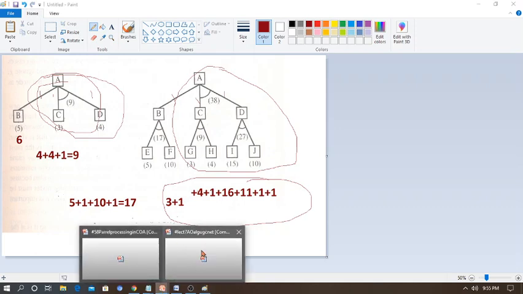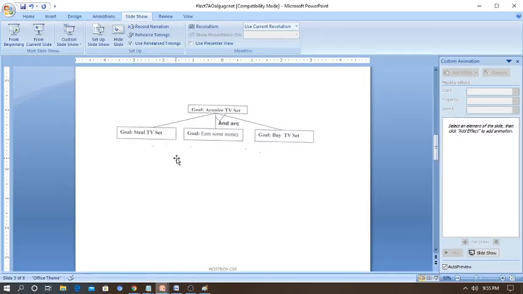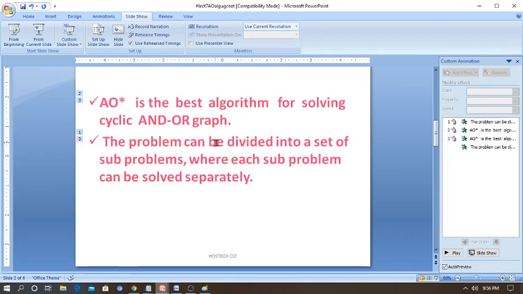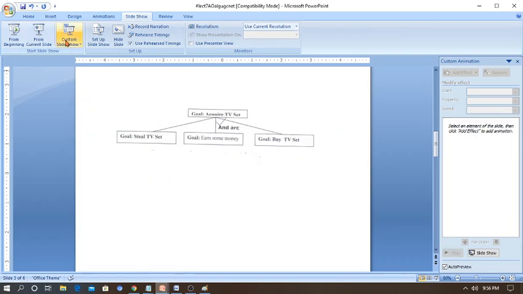Let's go back to the PPT. So remember, this is one of the best algorithms for solving the acyclic graph problem easily. Whenever the problem is difficult, we can divide the problem into sub problems, where each sub problem can be solved separately.